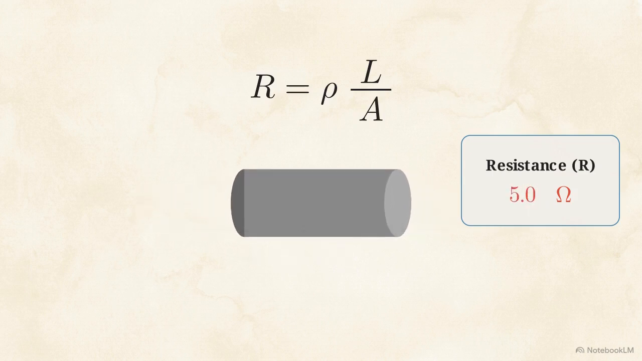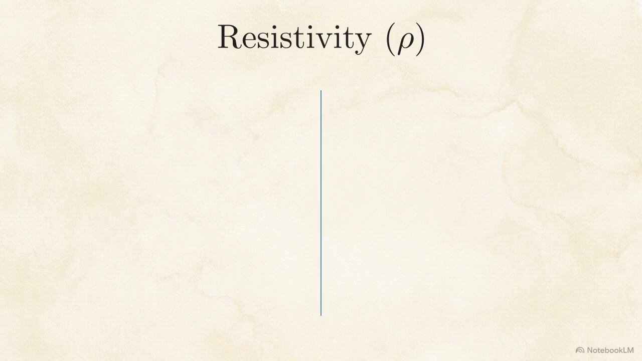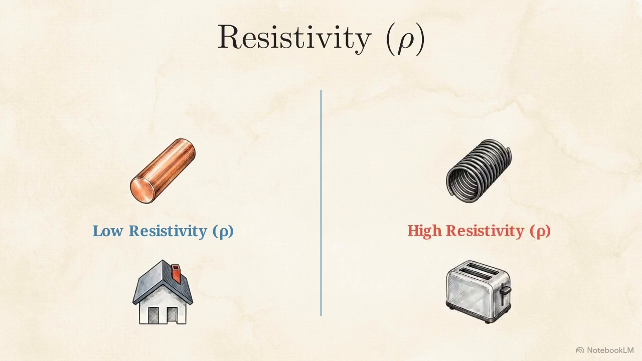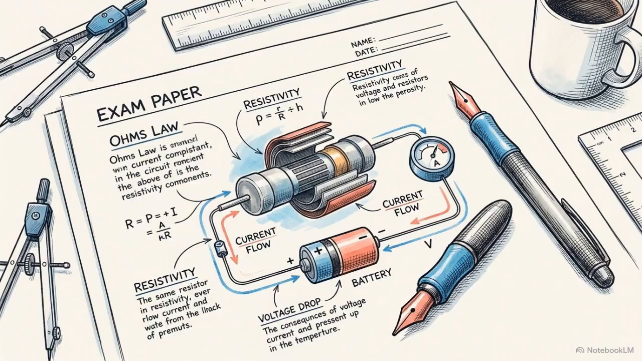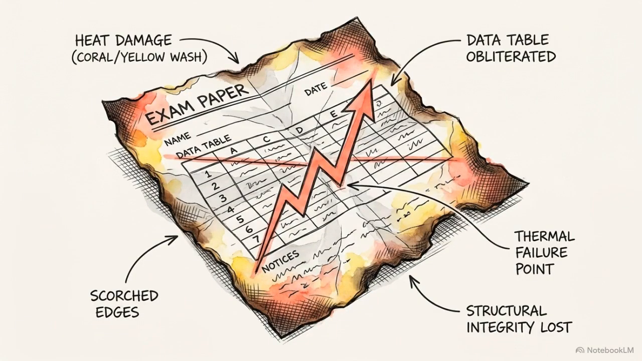The simple rho represents resistivity. This is the natural, built-in opposition a specific material has to electrical current. Copper has very low resistivity, making it great for home wiring. Nichrome has high resistivity, which is why we use it in heating elements. When you run experiments on resistivity in the lab, you will encounter a classic exam trap. You must explicitly state that the temperature of the wire is kept constant. If the wire heats up during your test, the resistance will spike and ruin your data.